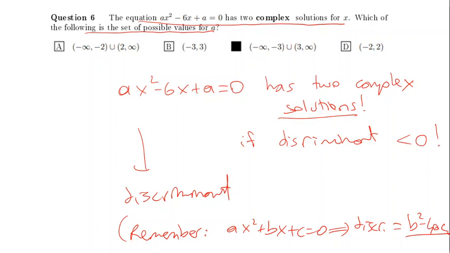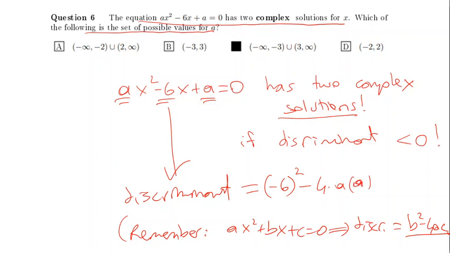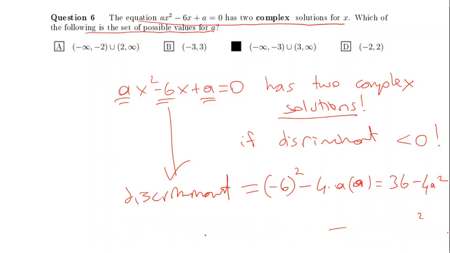So if you apply the same rule here, the discriminant should be b squared. B is minus 6 here, so it has to be minus 6 squared. Minus 4 times a is here, and c times c. C is also a here. So it'll be 36 minus 4a squared. So it has to be bigger than 0. So, sorry, less than 0.